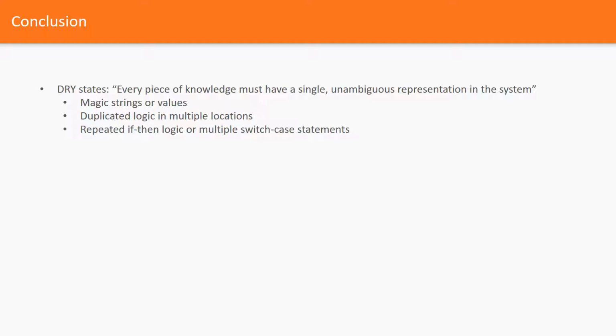In this section, you learned that every piece of knowledge must have a single, unambiguous representation in the system. And this is the definition of the DRY principle. The most common ways of the DRY principle violation are magic strings or values, duplicate logic in multiple locations, and repeated if-then logic or multiple switch cases scattered throughout the code base.